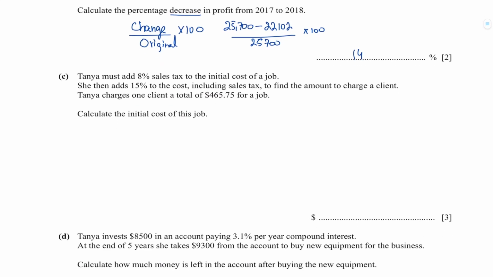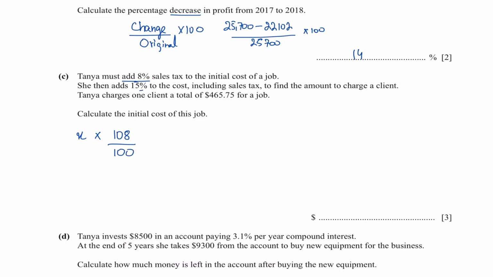Then it says Tanya must add 8% sales tax to the initial cost of a job. She then adds 15% to the cost including sales tax to find the amount to charge a client. Tanya charges one client a total of 465.75 for a job. So the initial cost is X, but she must add 8% sales tax, so she's going to increase this amount by 8%, which makes it 108%.